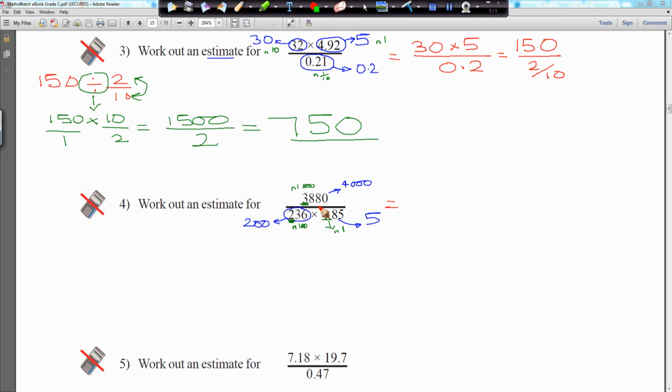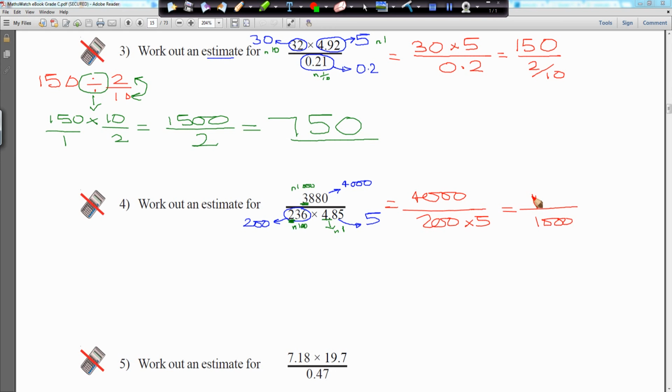So 3,880 becomes 4,000. And we have 200 times by 5 at the bottom. 200 times by 5. Okay. 200 times by 5 will give us 1,000.